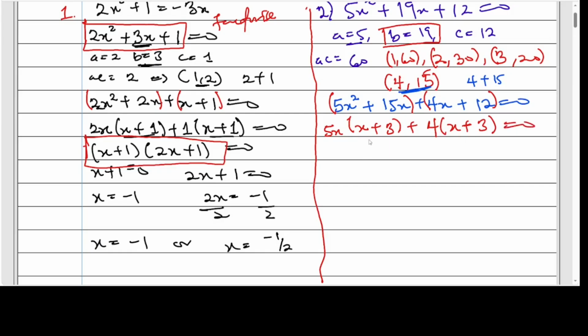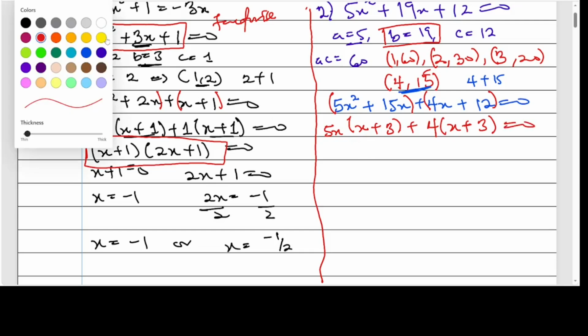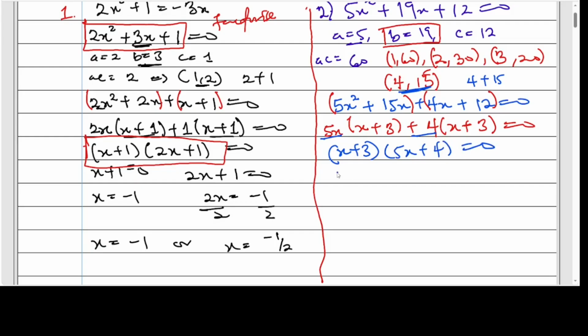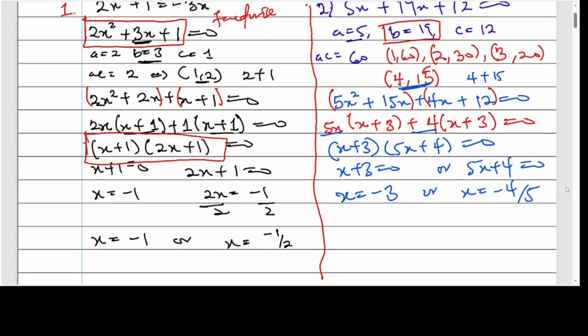So we see that the ones in brackets are the same. And so you write only one of them and write the ones outside the bracket. x plus 3 is the one, and then the outside brackets are 5x plus 4 equal to 0. So we write each one of them equal to 0: x plus 3 equal to 0, or 5x plus 4 equal to 0. Here we have x equal to negative 3, or x is equal to negative 4 over 5. So these are the solutions, or the zeros, or the roots of this quadratic equation.